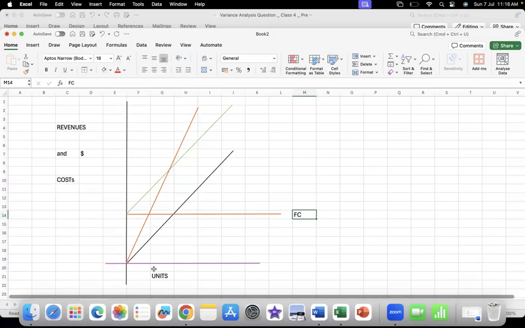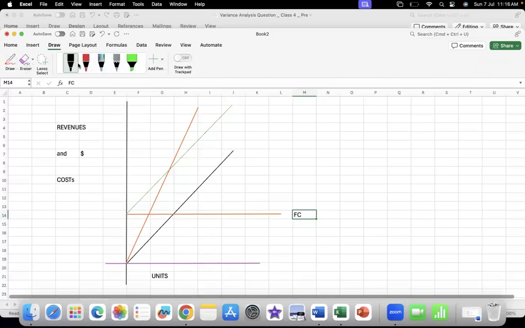But as the units start to increase, the cost which starts increasing with the units is called variable cost. This one is called variable cost, the black line. Then a variable cost is the cost which starts to increase with respect to revenue. So this one is called revenue. This is the revenue line.